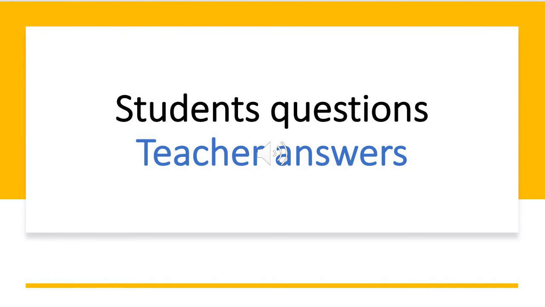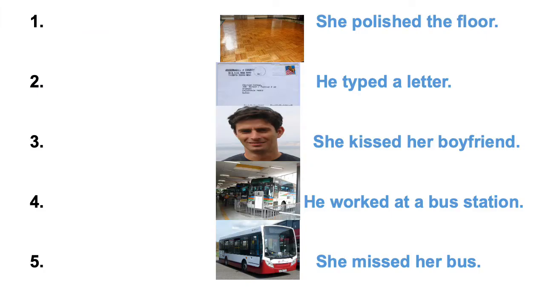Student questions, teacher answers. Ready? 3, 2, 1. She polished the floor. He typed a letter. She kissed her boyfriend. He worked at a bus station. She missed her bus.